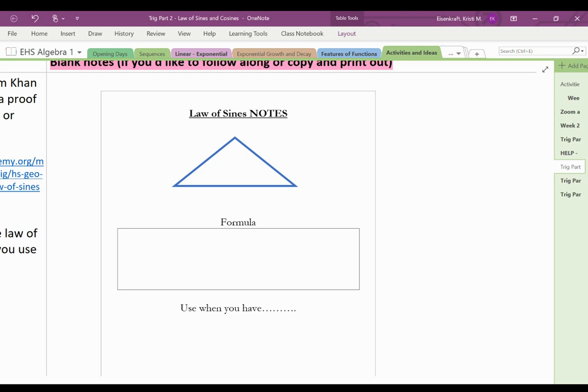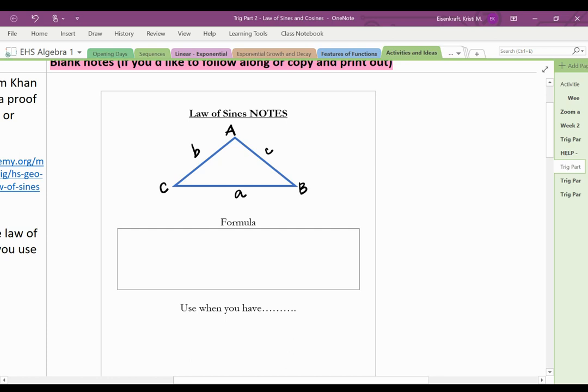So let's start by labeling the angles with capital letters A, B, and C. This is just random. And then across from angle A, we're going to call this side length A. Across from angle B, we'll call this side length B. And across from angle C, side length C. And here's what law of sines says.